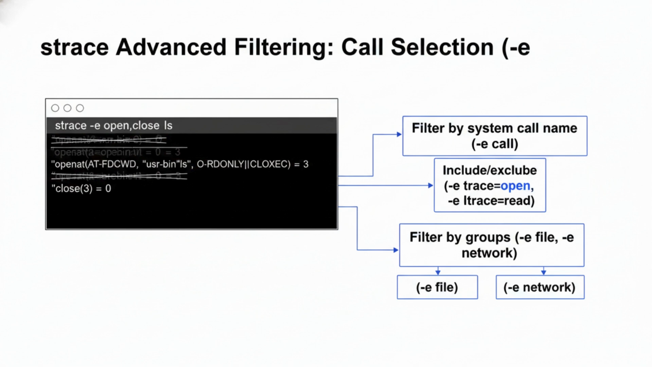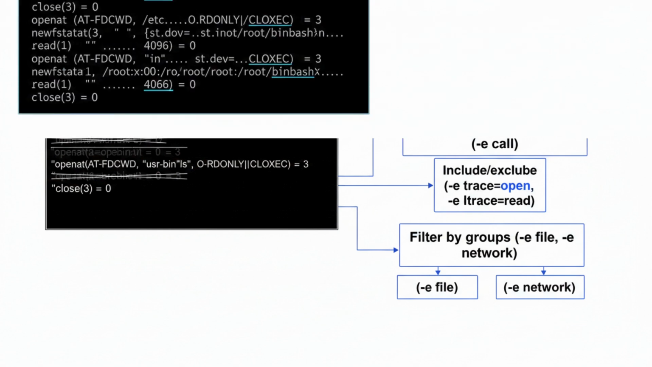For example, -e trace=open will only trace open calls, while -e trace=!read will trace everything except read calls. This drastically reduces the noise, letting you focus on the relevant interactions.